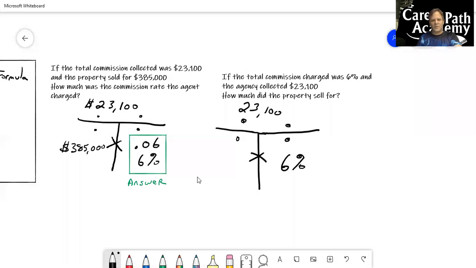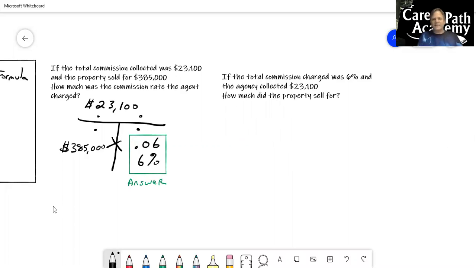And you see the answer would be 385. So you put 23,001 divided by 6%, because we know that the small number goes up top. We know we're trying to find out how much the property sold for. The sales price is always going to be more than the commission, isn't it? So the number we're looking for is the large number, and it's going to have to go on the bottom of this T. They're not going to give you any of this. You're just going to get this as a question.